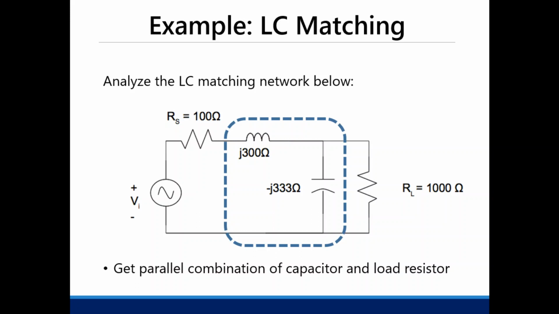Your L matching network could also work in the reverse direction. So let's say this disappears. Your capacitor could also be right here, and that's still an L matching network.